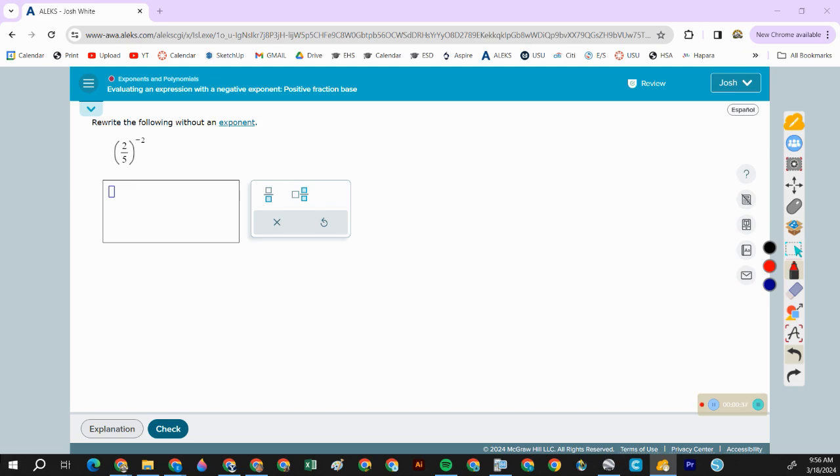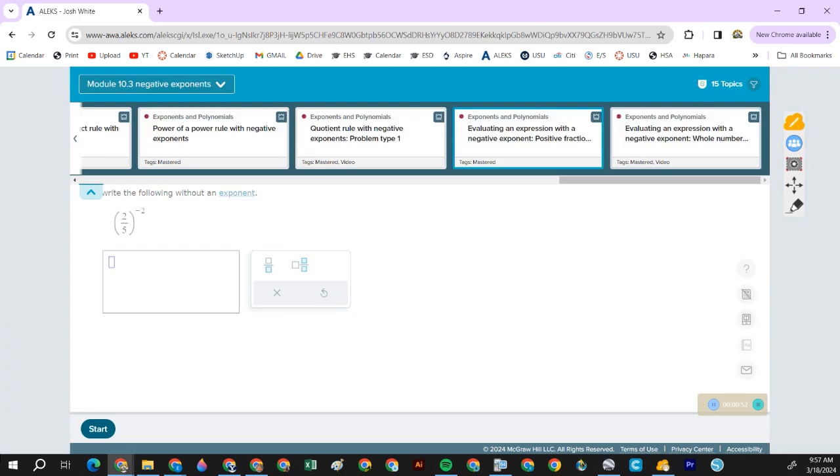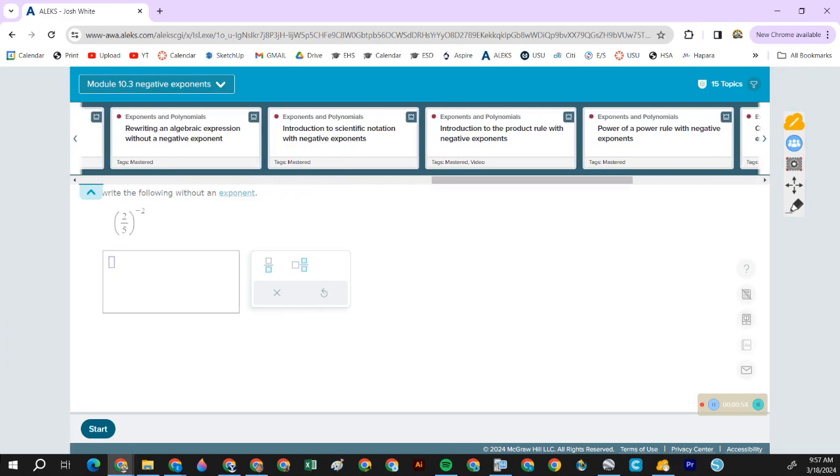2/5 to the negative 2 is going to be 5 halves squared, which is 25 over 4. Okay, there are a lot of problems in this set, but it shouldn't be too difficult.